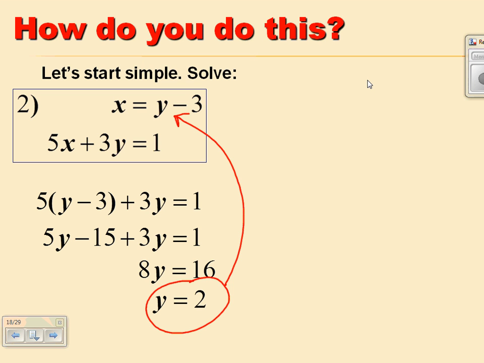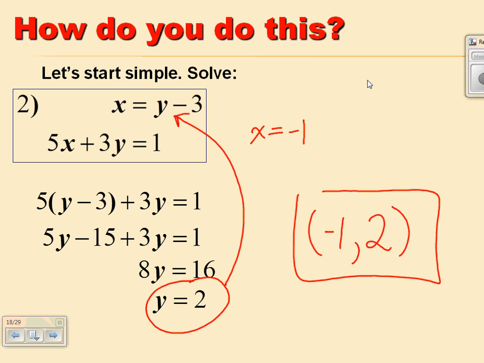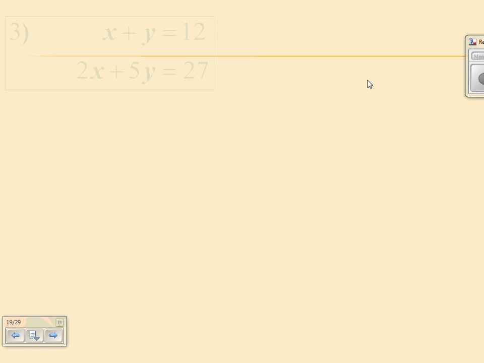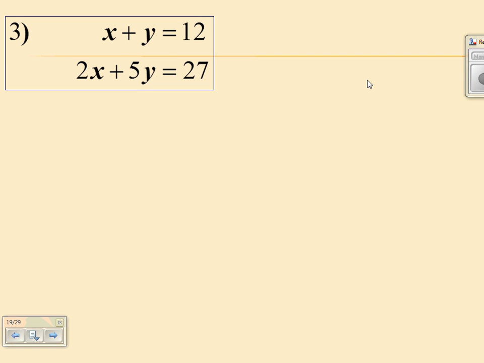So if I plug in 2 into y, what is x equal to? x is equal to -1. So how do I write my final solution? x is -1, y is 2. That's my solution. Let's continue, guys. Let's do a couple more.